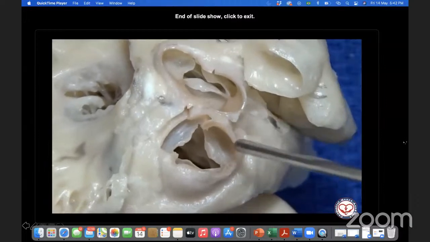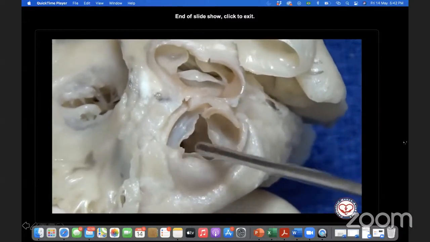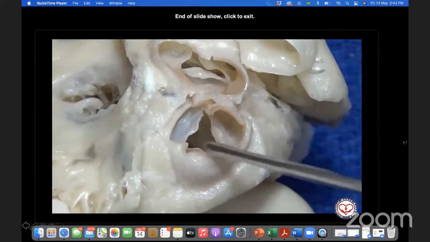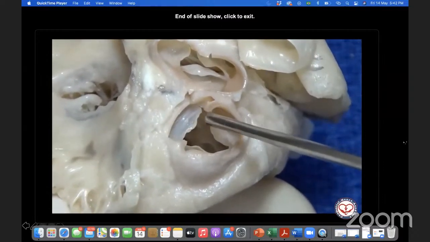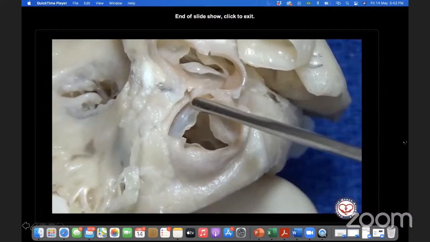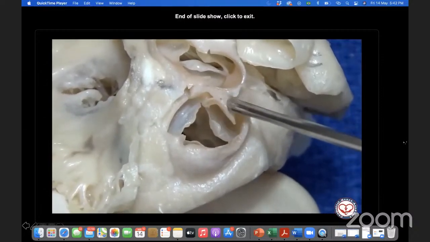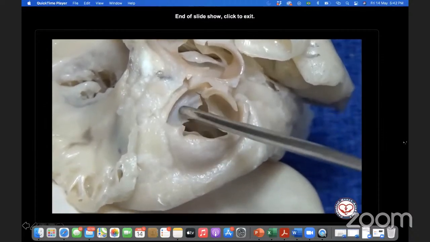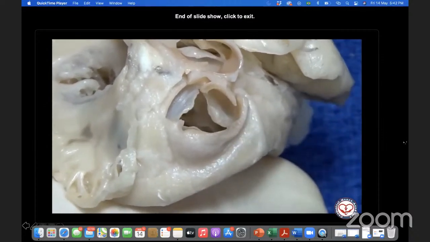So this heart with transposition has both coronary arteries arising from the left-hand facing sinus, or sinus number 2, with a short intramural course as the left coronary artery crosses the commissure between the left hand and the right hand facing sinuses.